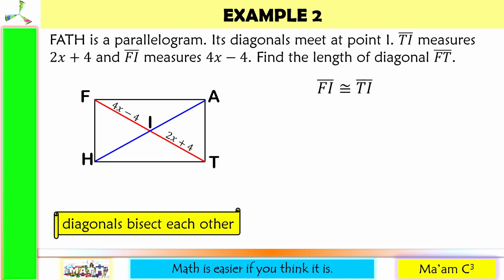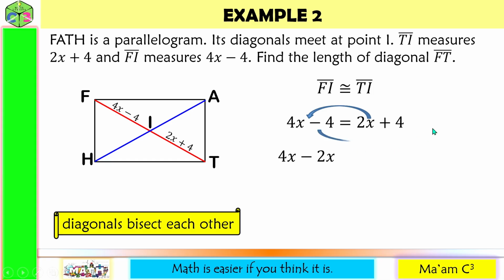So we're going to equate 4x minus 4 to 2x plus 4. Since 4x is greater than 2x, we're going to move 2x here and it will become 4x minus 2x. Let us move negative 4 on this side. This will be 4 plus 4. 4x minus 2x is 2x and 4 plus 4 is equal to 8.